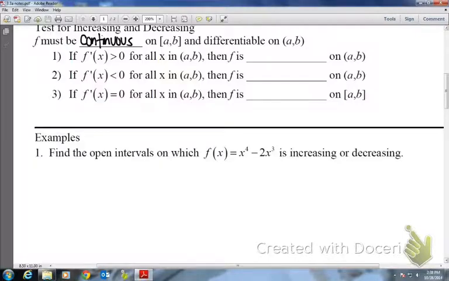This first one, if f prime of x is greater than 0, so in other words, if f prime is positive for all x, then f is increasing on that interval. On the next one, if f prime of x is less than 0, then f is decreasing on that interval. And last but not least, if f prime of x is equal to 0, then f is constant on the interval, or in other words, this is a horizontal line.